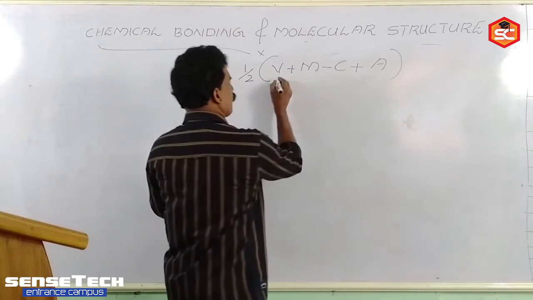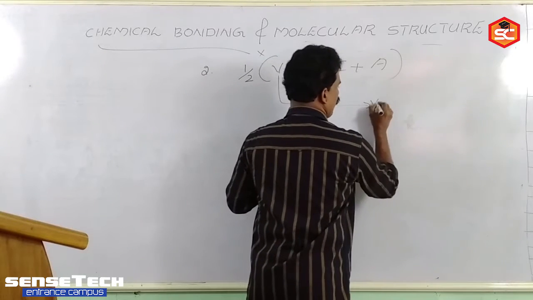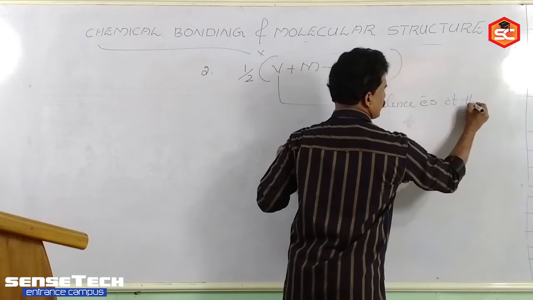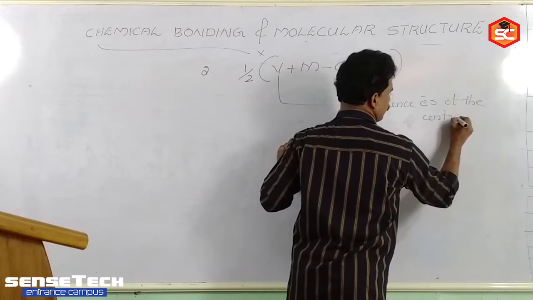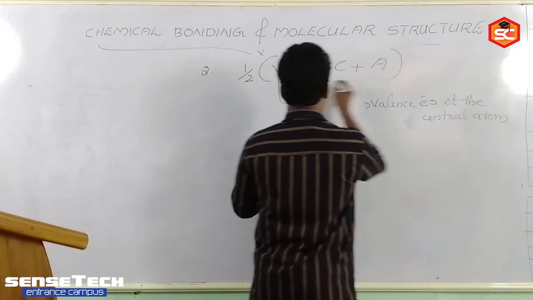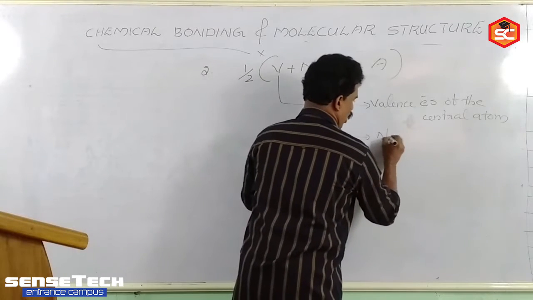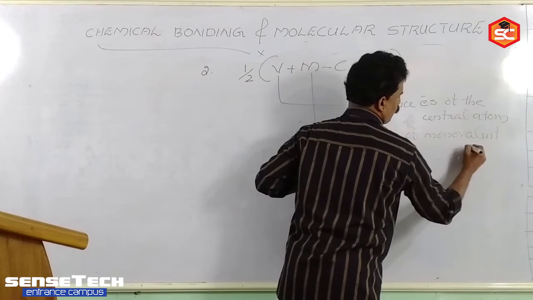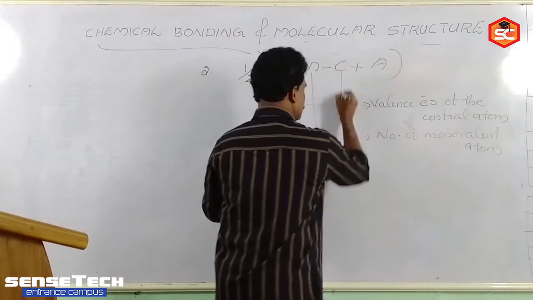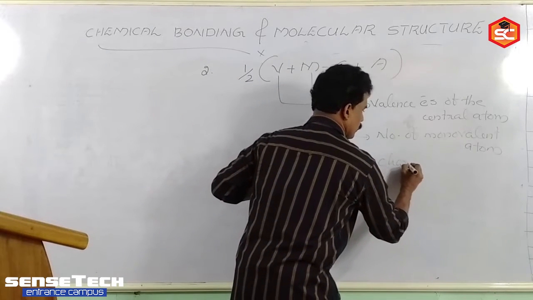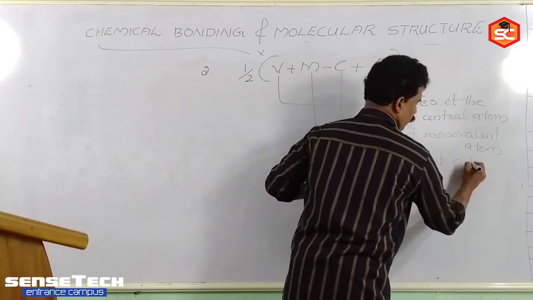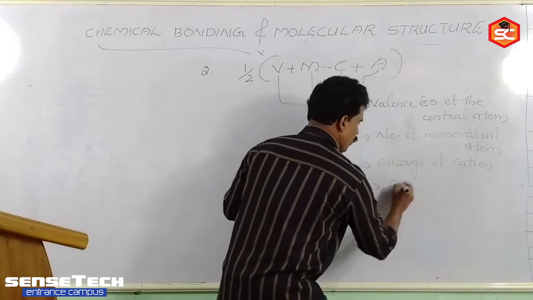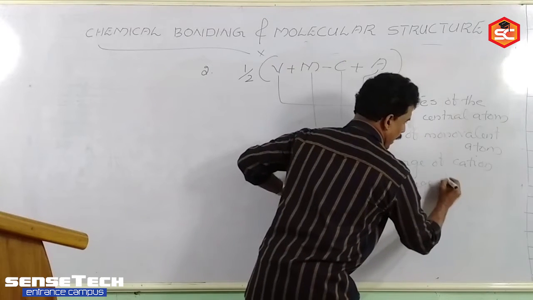What is V? Valence electrons of the central atom. What is M? Number of monovalent atoms. And what is C? Charge of the cation. And what is A? A is the charge of the anion.